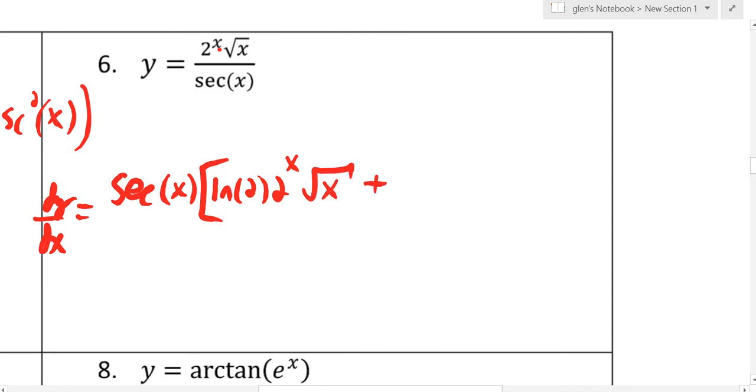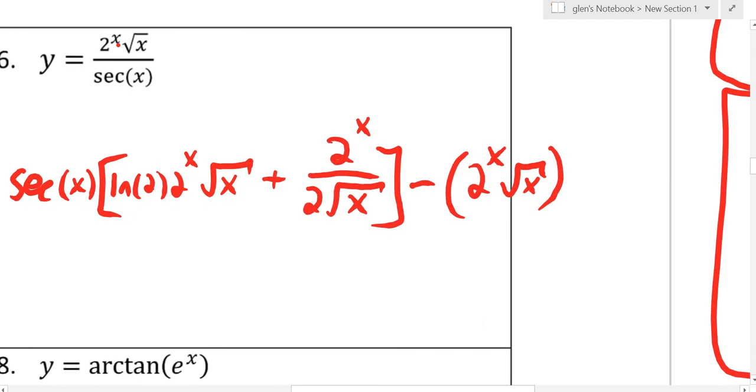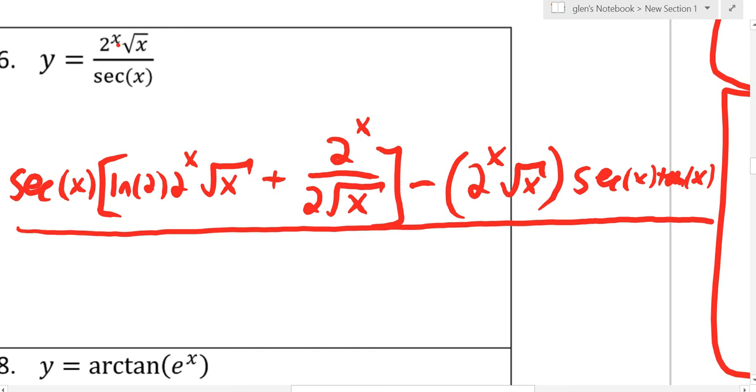Plus, now we derive the second piece of that thing, which is root x. And the derivative of root x is 1 over 2 root x. And you multiply that by 2 to the x power. Minus, now we have the numerator, which is 2 to the x times root x, times the derivative of the denominator, secant x tangent x. And that's that whole thing. And you remember, some kids keep forgetting: you got to divide that entire thing by the denominator squared.